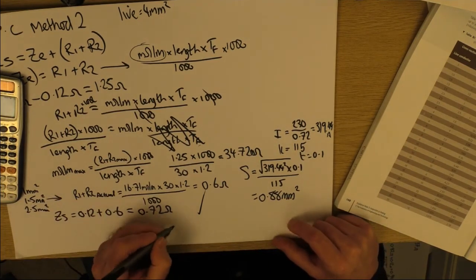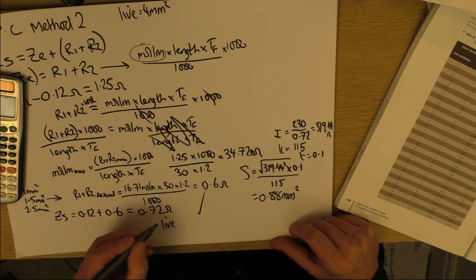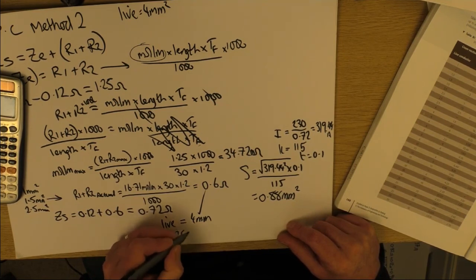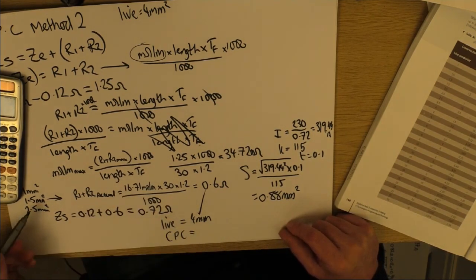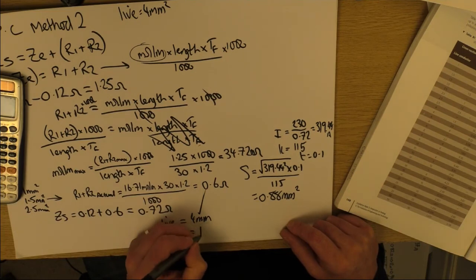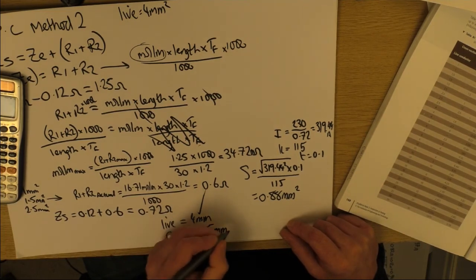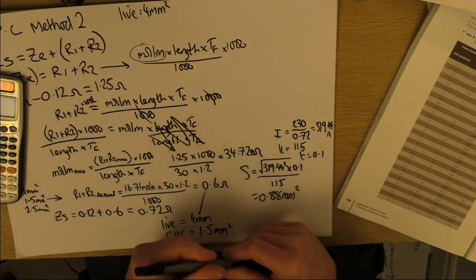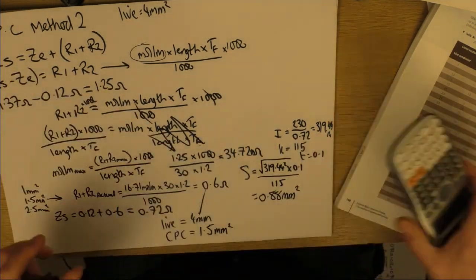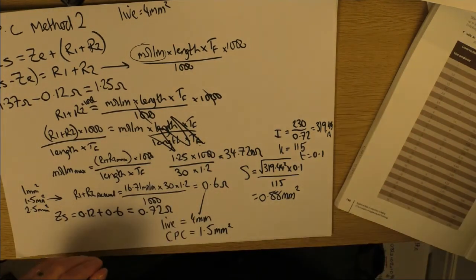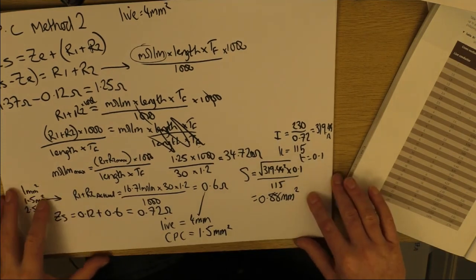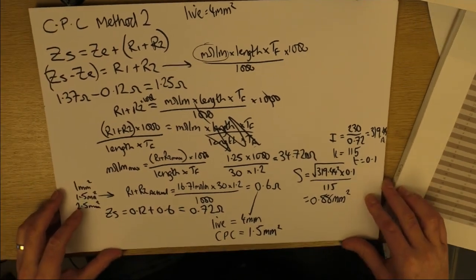So all in all, our live is going to equal 4 mil. CPC will equal, well, whatever you like really, 1 mil, 1.5, they all work. I'm going with 1.5. Any neutrals, obviously, if you need them. I mean, this induction motor probably doesn't need them, but as I say, some controls and things like that might need them. There we go. So that's method 1 and method 2 sorted.